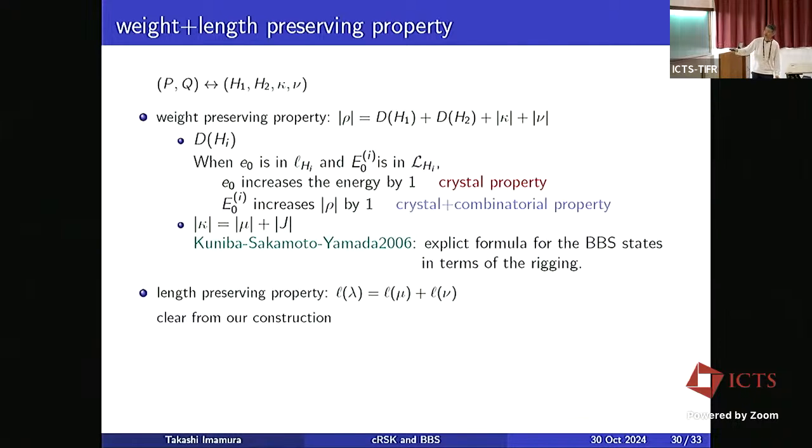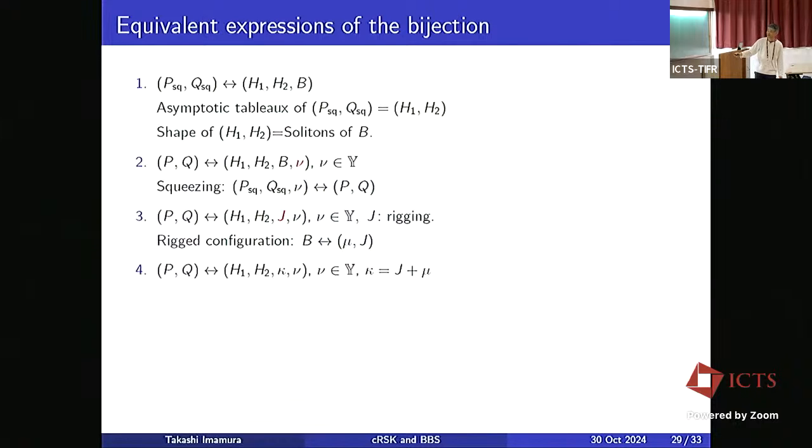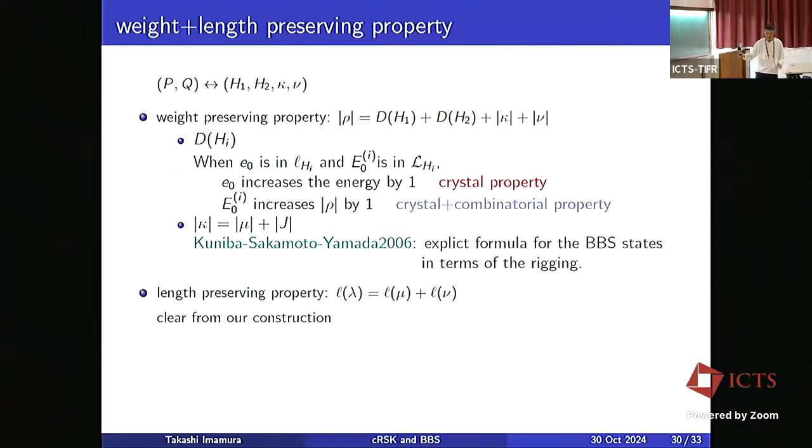So the second one is about this K. This K comes from the rigging, here. The rigging also does not seem to be related to the combinatorial object. Rather than the rigging, the BBS state itself seems to be related to the internal shape law. So we want to connect the rigging and the state of the BBS.